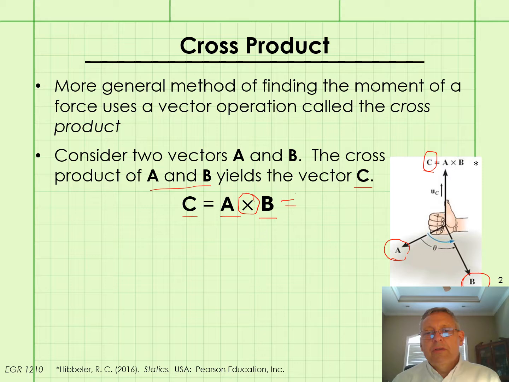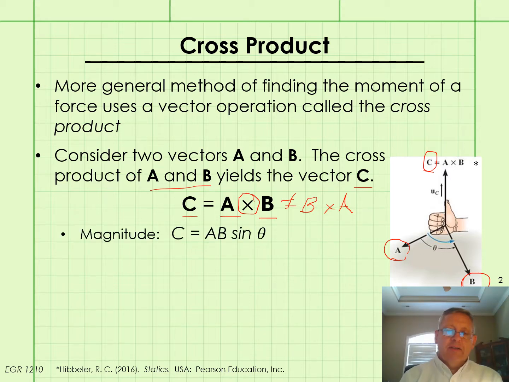And we should note that the order of the vectors matters when you're crossing two vectors. That is to say that A cross B does not equal B cross A. It actually equals minus B cross A, but the thing to note here is that the order of the vectors matters when you're doing cross products. So C is a vector. This cross product is a vector, so it must have magnitude and direction.